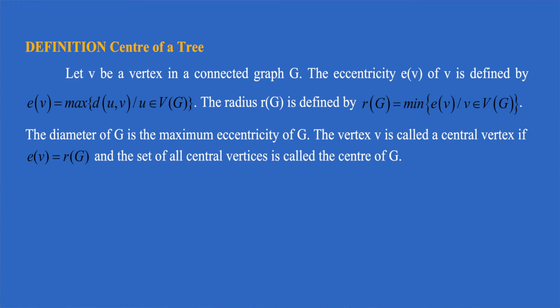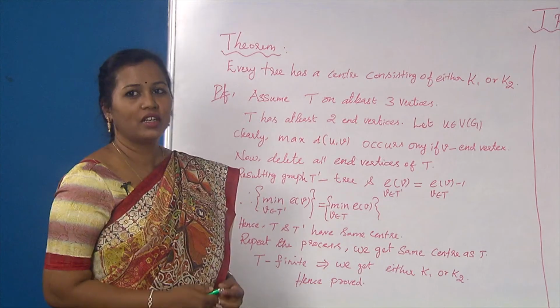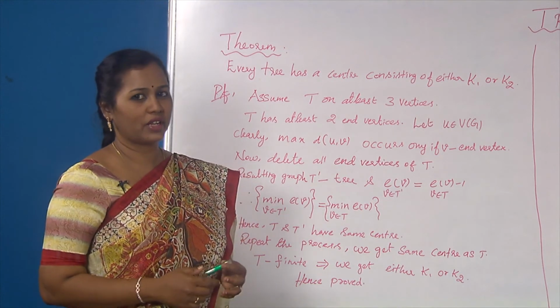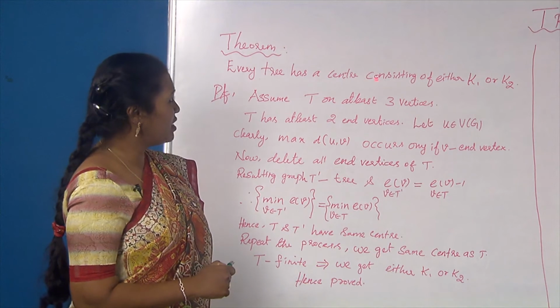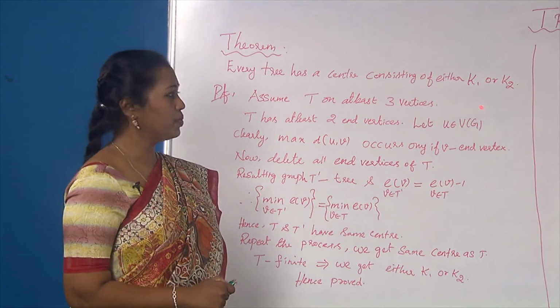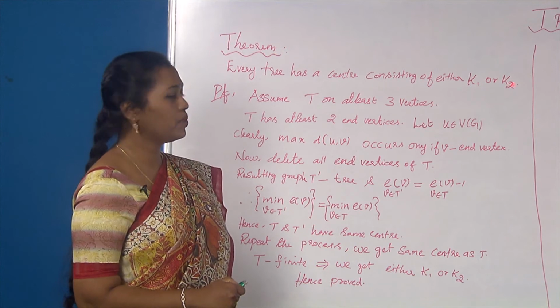The radius r of G is defined as r(G) equal to the minimum of all eccentricities, that is minimum of all E(v) such that v belongs to V(G). The diameter of G is the maximum eccentricity of G. The vertex v is called a central vertex if E(v) is equal to r(G), and the set of all central vertices is called the center of G. Now, we shall see a theorem based on the center of a graph. Every tree has a center consisting of either K1 or K2. So, we know that K1 is a vertex and K2 is an edge.